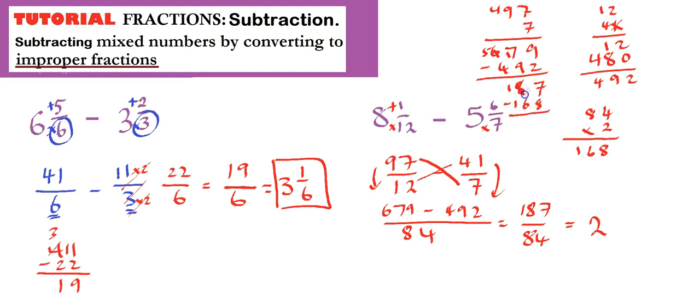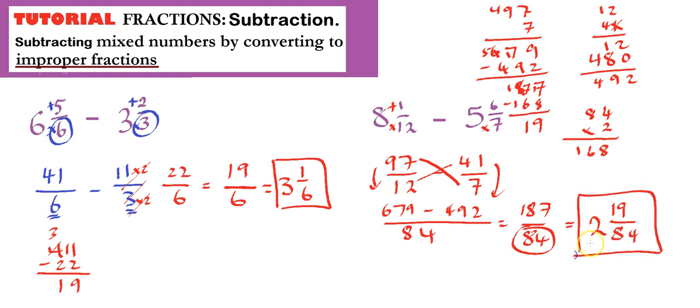So that's going to be 19. What's the denominator? 84. So the final answer is 2 and 19 over 84.